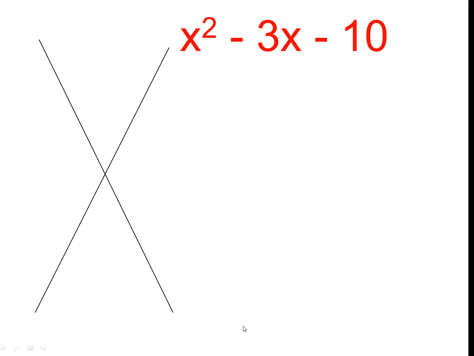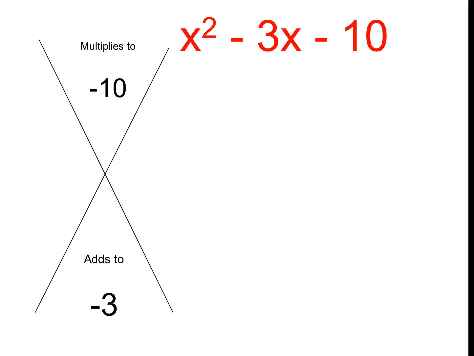All right. You know how to start this. What multiplies to negative 10? What multiplies to negative 10? Remember that 1 times negative 10 is still negative 10. Multiplies to negative 10. What does it add to? Negative 3. So we've got to come up with numbers that multiply to negative 10 and add to negative 3.